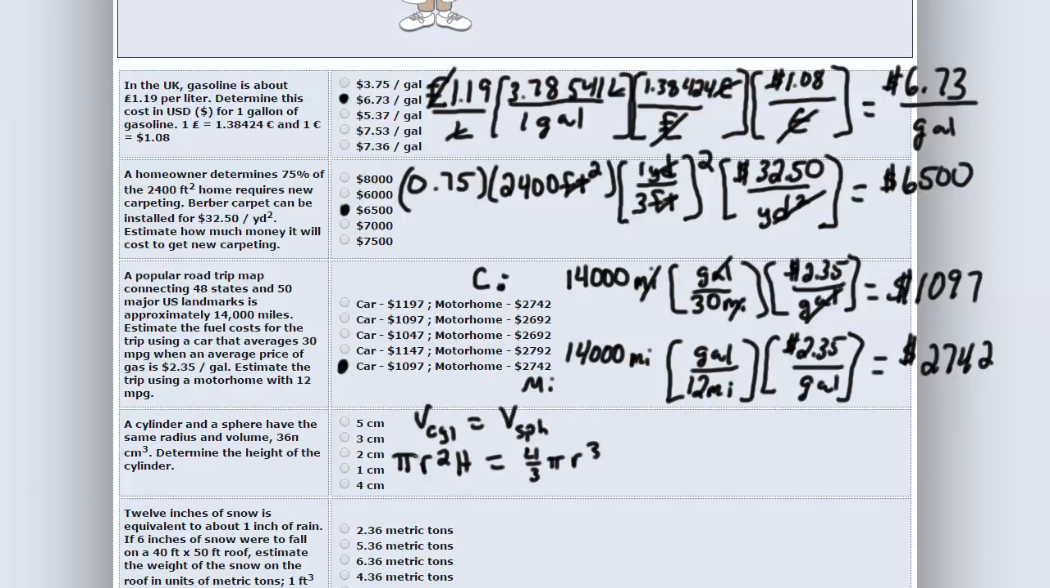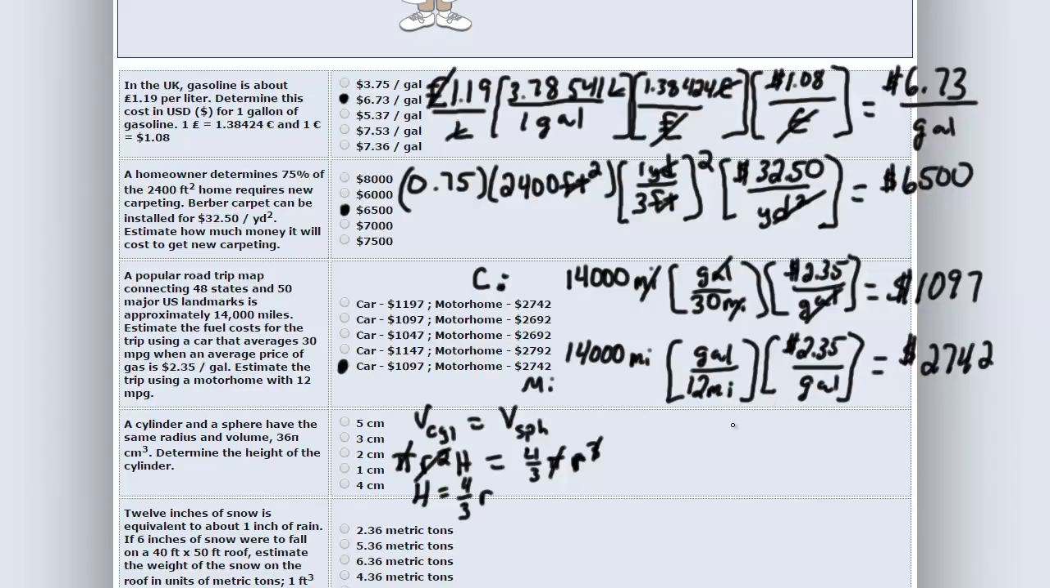Well, the pi's drop out, and the r squared will drop out two of those, so we'll be left with just an r on this side. And the height of the cylinder then would be 4/3 r. So if I knew what the radius is, I can tell you the height of that cylinder, because that height of the cylinder is going to be 4/3 times r. So I just need to find out what the radius of that cylinder is.